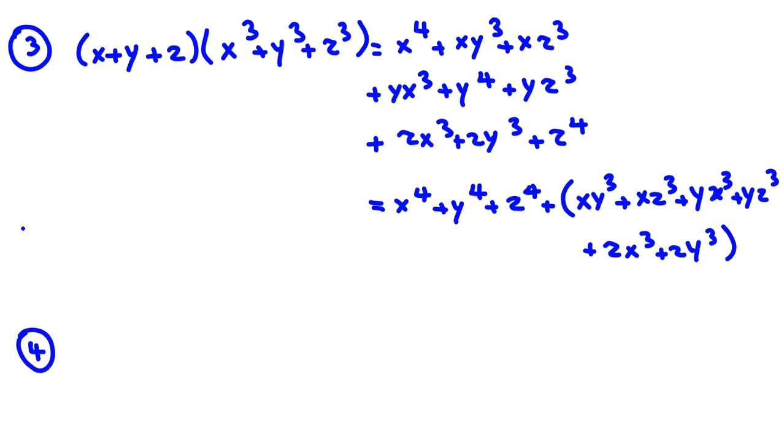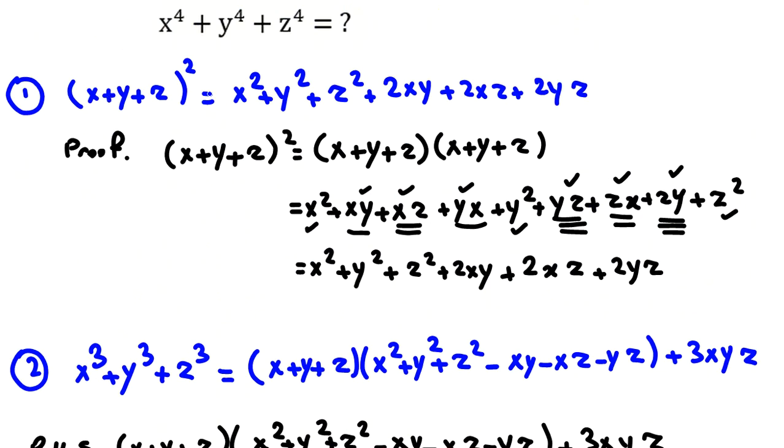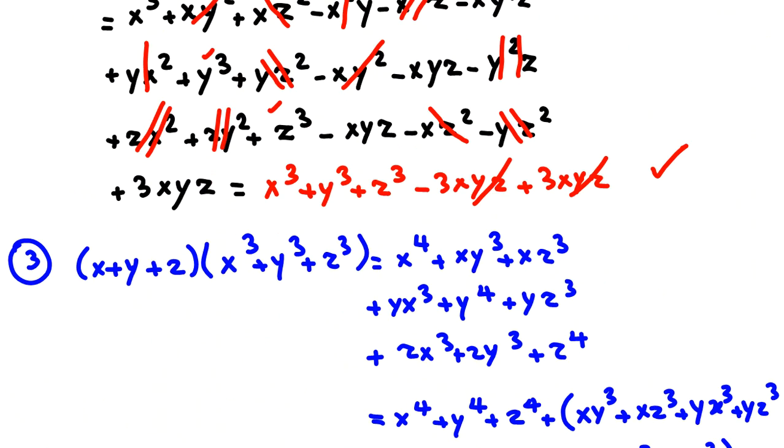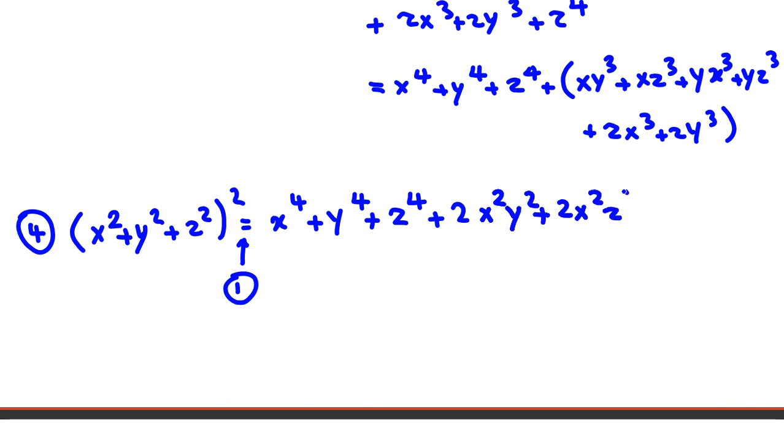Fourth one is what? It is (x squared plus y squared plus z squared) squared. You should use the first identity here: first one squared, second term squared, third term squared plus 2xy. I use the first identity, and easily I can say the first one squared, x to the 4, second one squared, y to the 4, third one squared, z to the 4, plus 2x squared y squared plus 2x squared z squared plus 2y squared z squared. And only one identity is left.